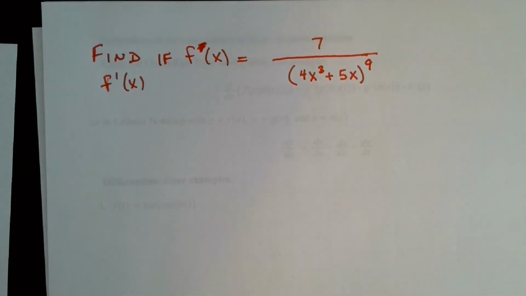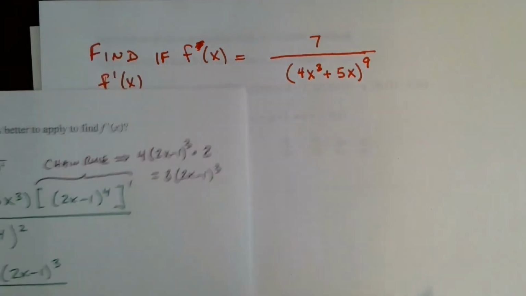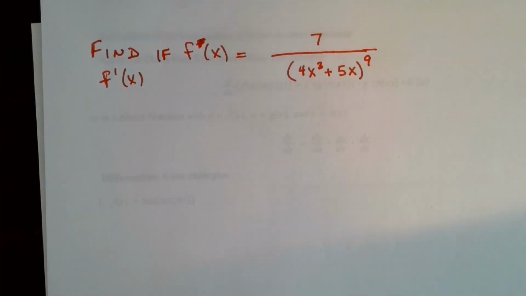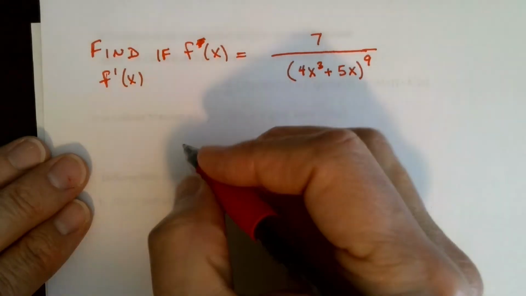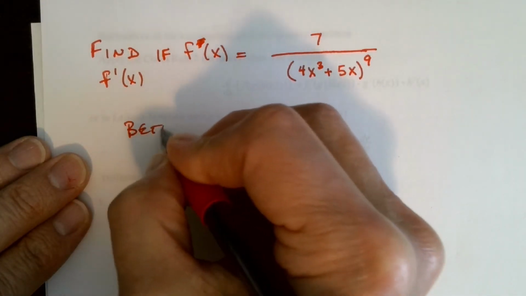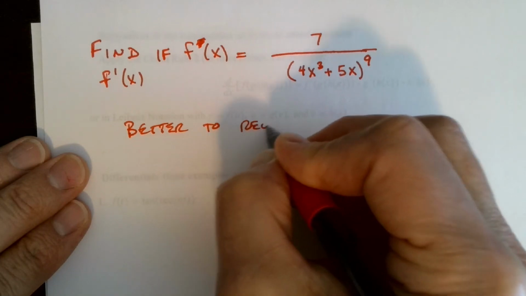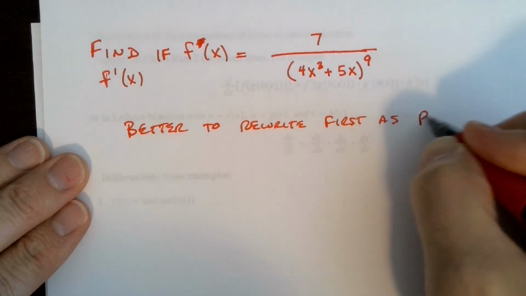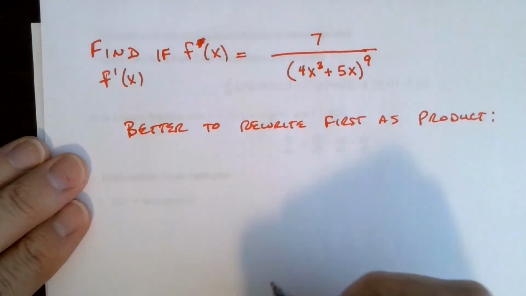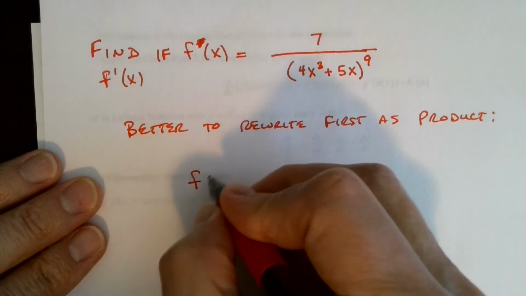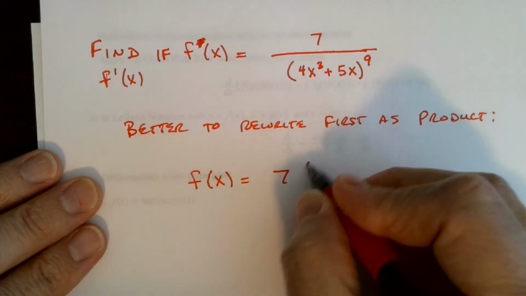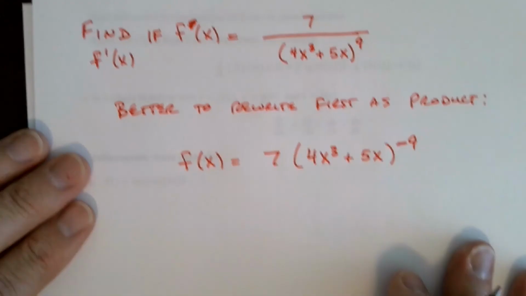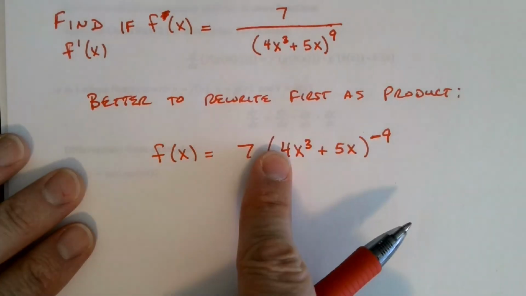Okay, I want to just contrast that with the previous example. Here the numerator was not a constant. Now it is. So you could certainly use the quotient rule on it, but it's much more cumbersome. So it's better to rewrite in this case as a product and use the product rule. In other words, I would rewrite the function f of x as 7 times (4x cubed plus 5x) to the negative 9 power. So that's the reciprocal. These are equivalent functions.